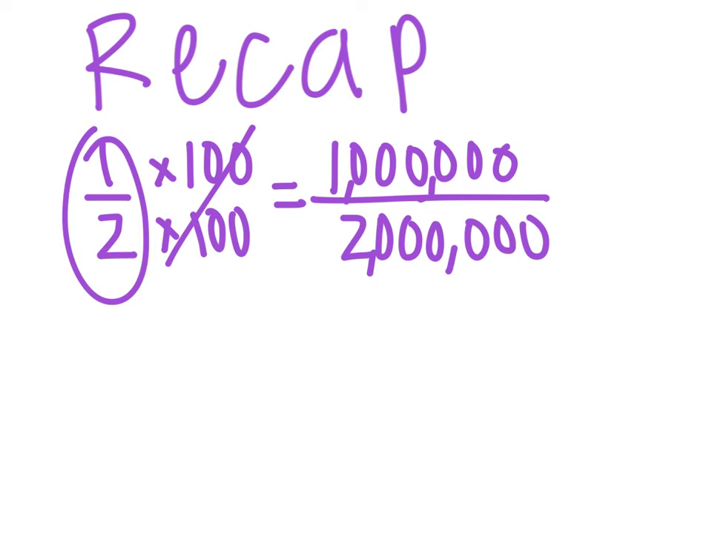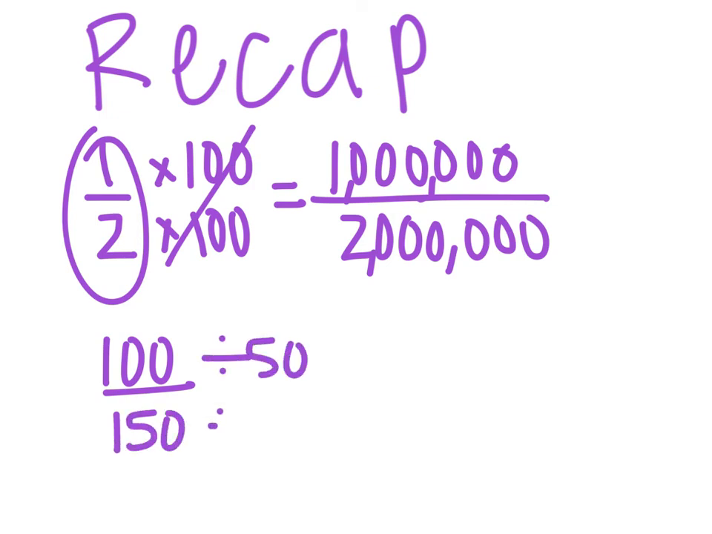I could also do the same thing with division. If I have, let's say, 100 out of 150, and I notice that they have a factor in common, in this case 50, I can divide the top and the bottom by the same thing because I'm really dividing by 1. So 100 over 150 is the same thing as 2/3.